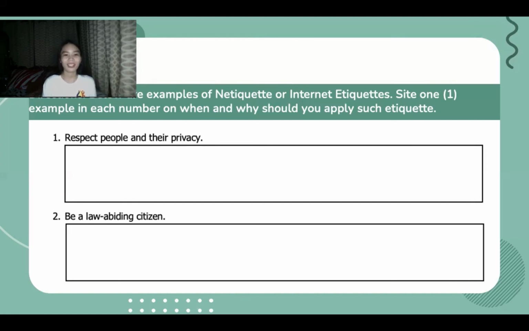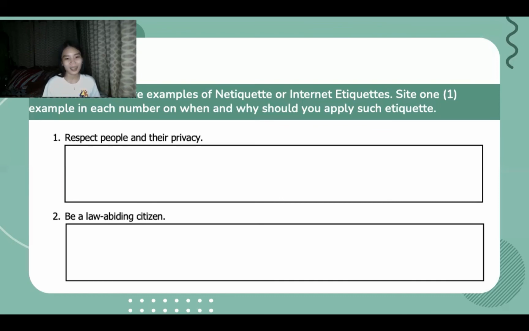You are still evaluating internet etiquettes. Number two, be a law-abiding citizen. When and why should you use this etiquette? Okay, so I guess the answer for this should be all the time. We should be a law-abiding citizen in using the internet all the time.